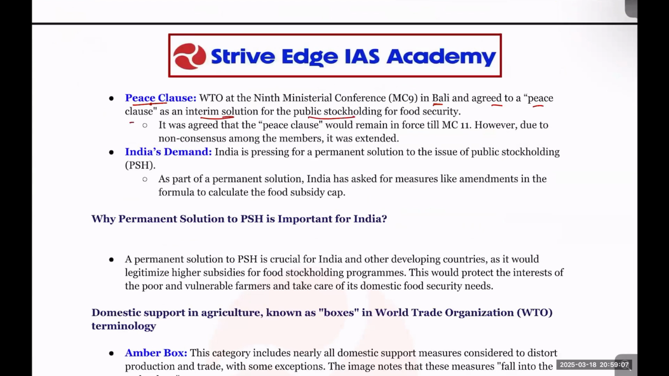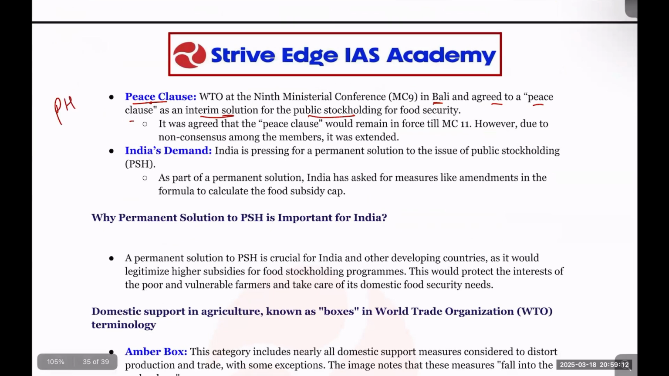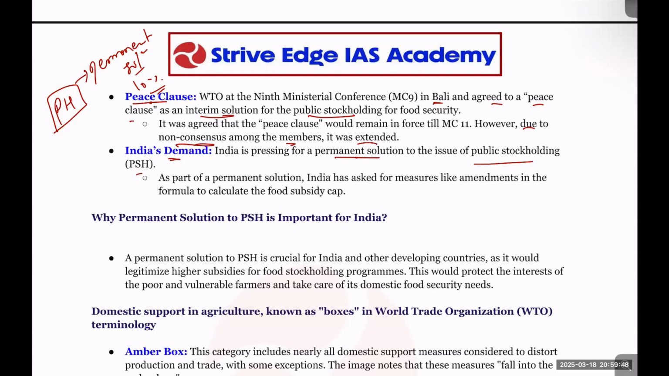So what this peace clause says is that till we are able to get a permanent solution to this public stockholding issue, if India exceeds this 10% limit, then it will not be a problem for other members. So this is what the peace clause was all about. However, due to non-concessions among the members, it was extended. Now India's demand is that a permanent solution should be given to the public stockholding issue.